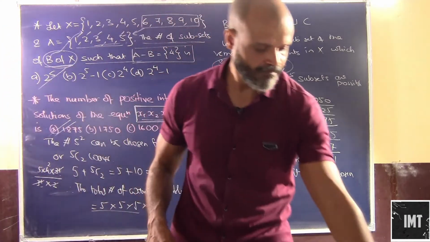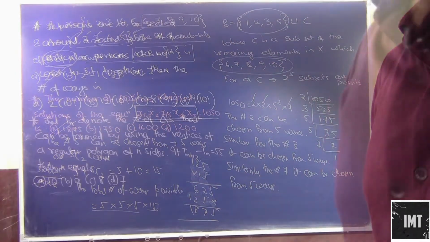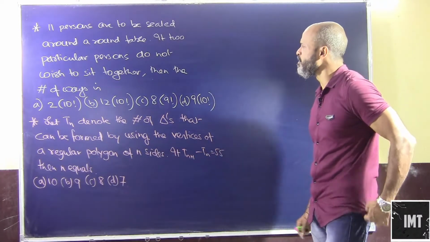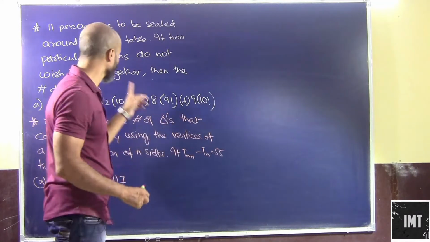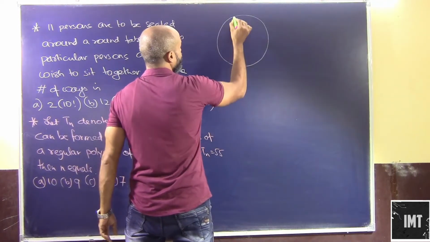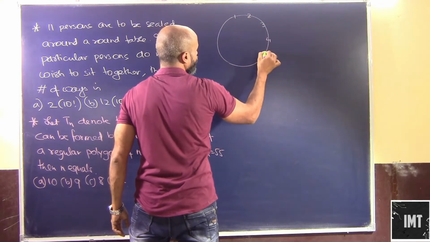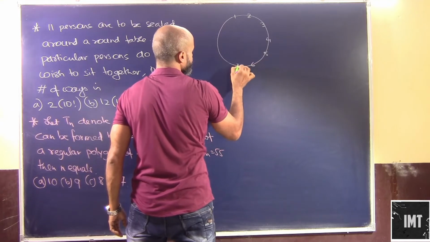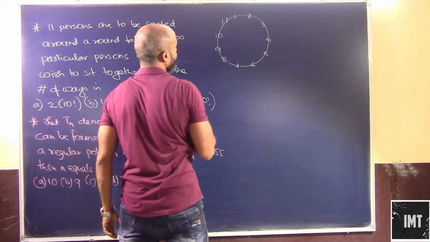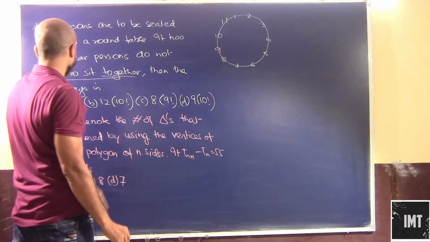Okay, so in this question, 11 persons are to be seated around a round table. If 2 particular persons do not wish to sit together, then the number of ways. So here we have a round table basically. Let's say 1, 2, 3, 4, 5, 6, 7, 8, 9, 10, and this is 11.